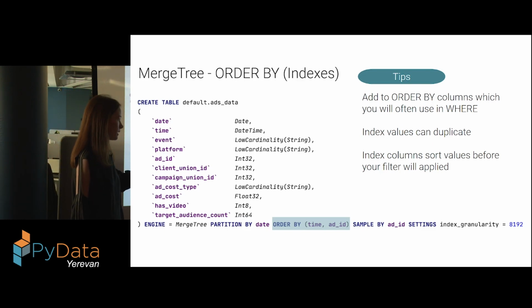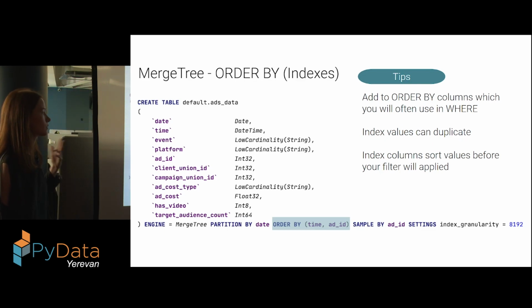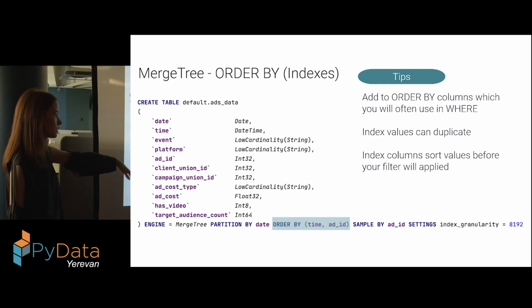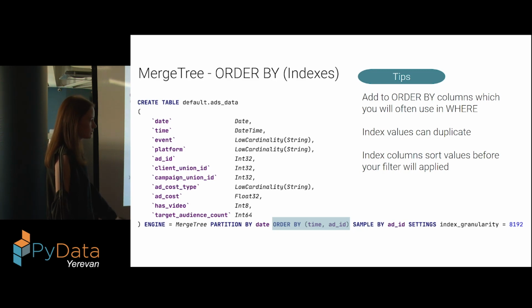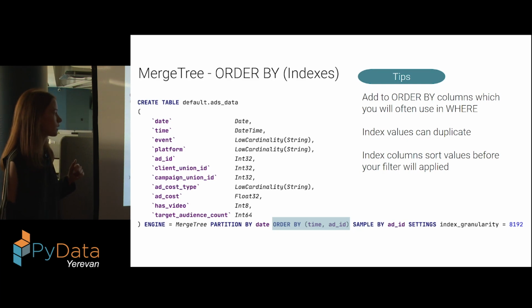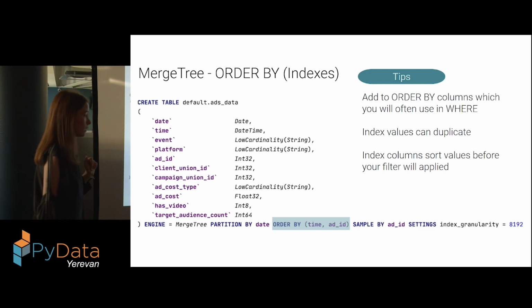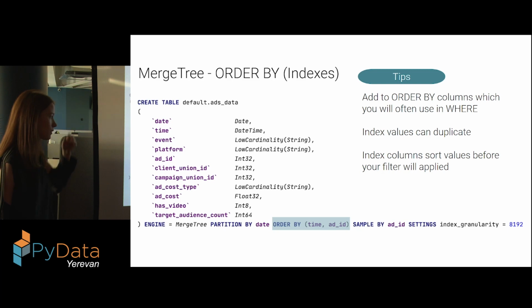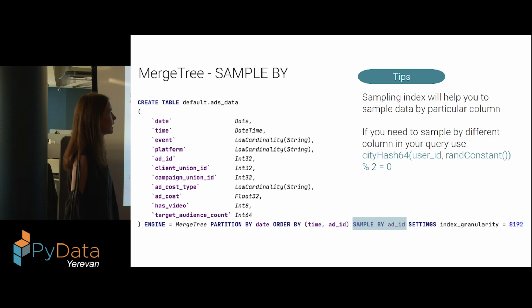Next one is order by keys, so it's like sorting keys, sorting indexes. As I said, in ClickHouse we do not have a primary key as in relational databases, but basically the first column that you write in order by will be very similar to a primary key in relational databases. It differs from that because this key can be duplicated, so it can have more than one presence in your data schema.